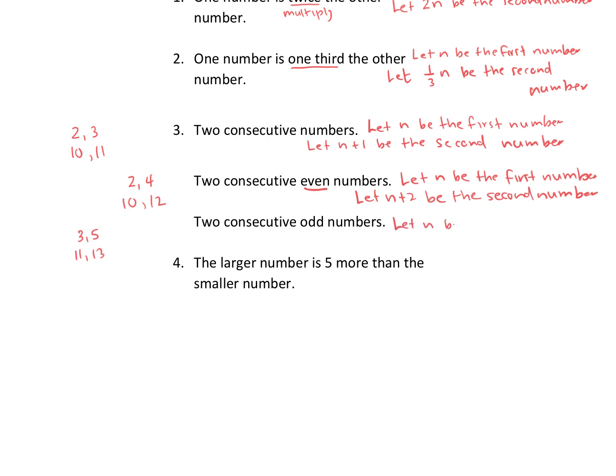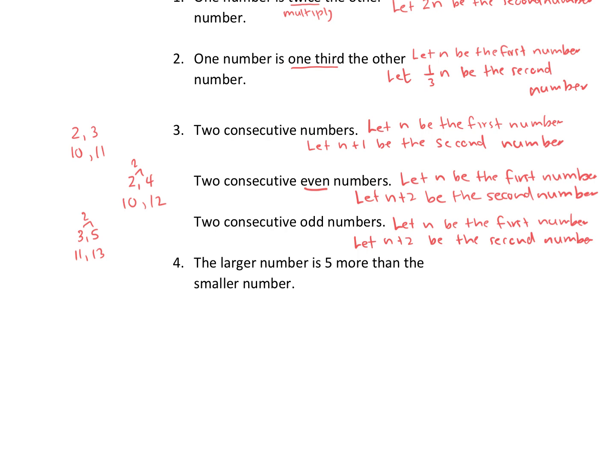So let n be the first number. So the second number is still 2 more. So the fact that they're odd is not going to make a difference. The odd number will come out once you do the solution. But the difference between even is 2 and between odd is 2. Okay, so they're still increasing by 2.